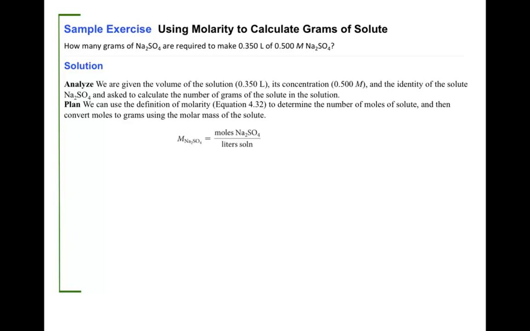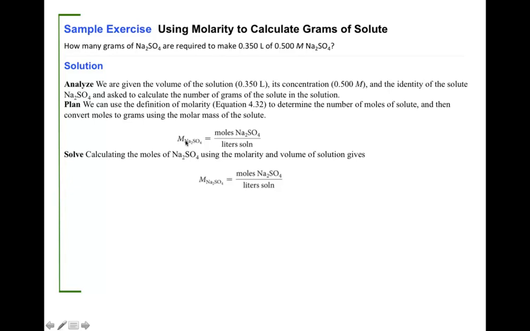And we know that molarity is equal to moles over liter, so we can calculate moles. We can rearrange this equation so that moles will be equal to molarity times the liters of solution. So with this rearrangement, we can define the moles of sodium sulfate as equal to the liters of solution times the molarity.